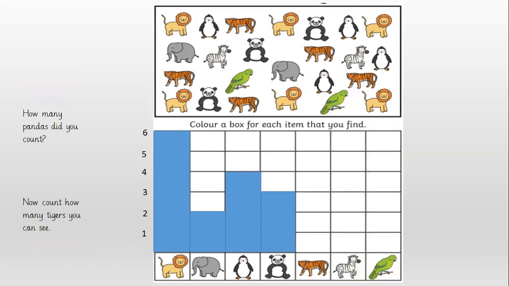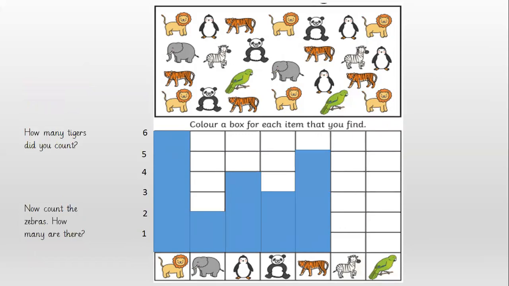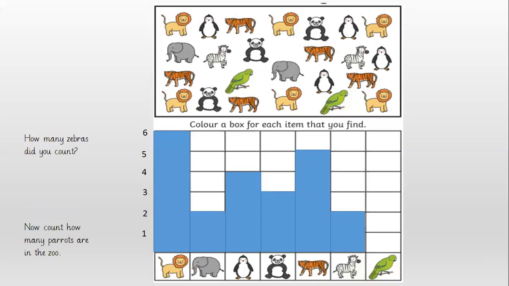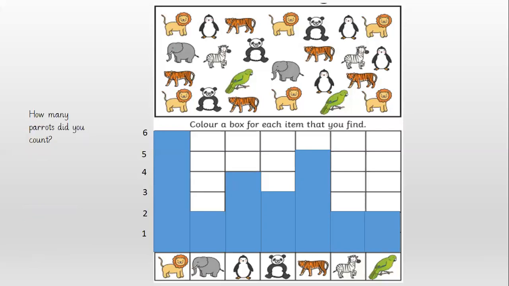Now count how many tigers. Have you finished? Let's check. I've counted 5. How many zebras can you see? How many are there? Did you count 2? Let's count the last animal that we've got there, which is the parrots that are in the zoo. Really easy to spot because they're such brightly colored birds. And I've got 2. I hope you got the same number that I found.